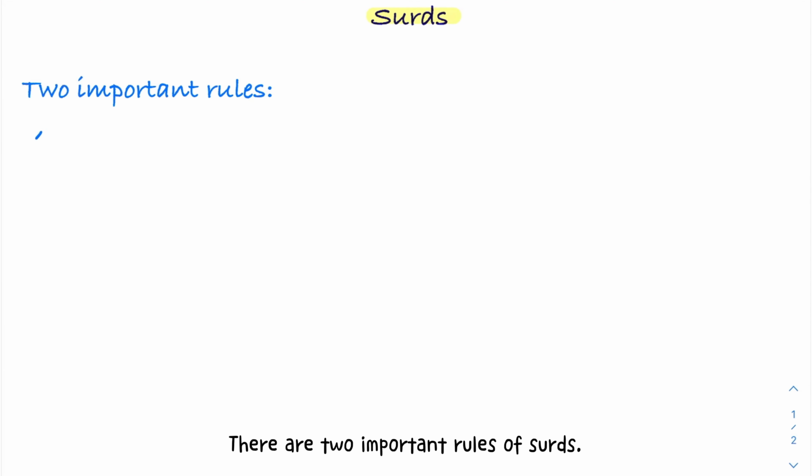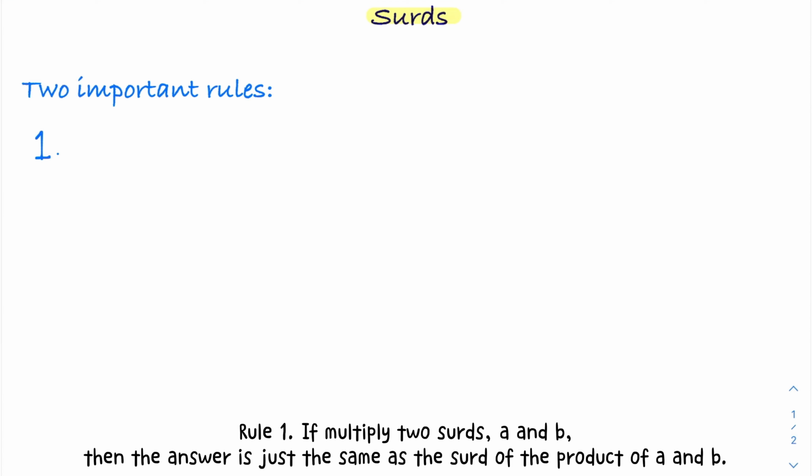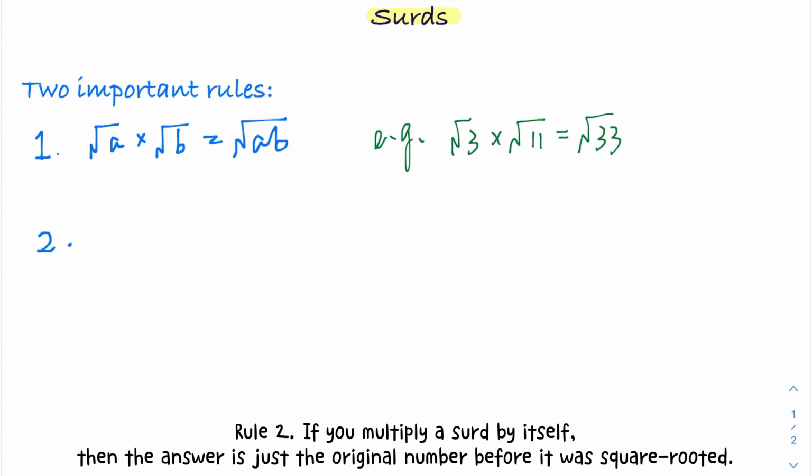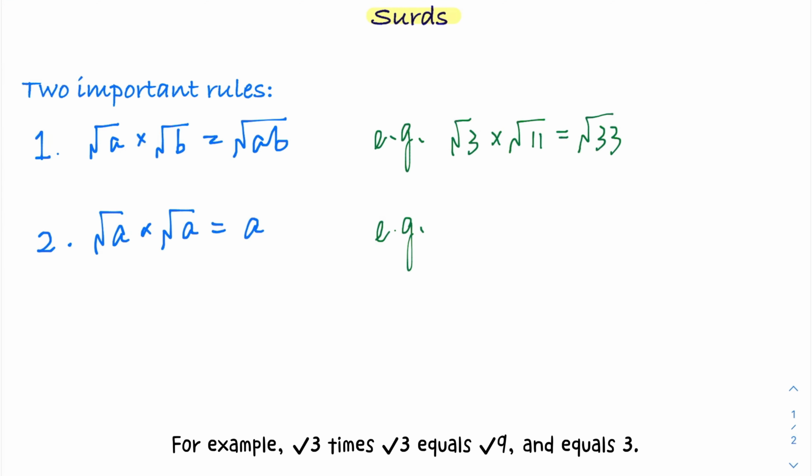There are two important rules of surds. Rule 1. If you multiply two surds, a and b, then the answer is just the same as the surd of the product of a and b. For example, root 3 times root 11 equals root 33. Rule 2. If you multiply a surd by itself, then the answer is just the original number before it was square rooted. For example, root 3 times root 3 equals root 9, which equals 3.